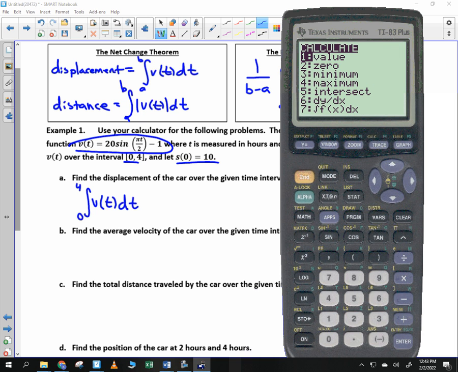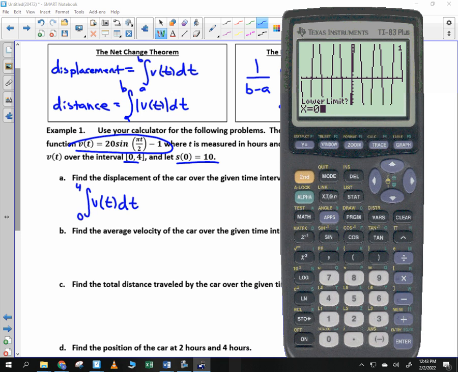So I can calculate 7, 0, enter, 4, enter. What do we get? -4. The AP exam will want you to write it to 3 decimal places unless it's a number like that. So this is equal to -4.